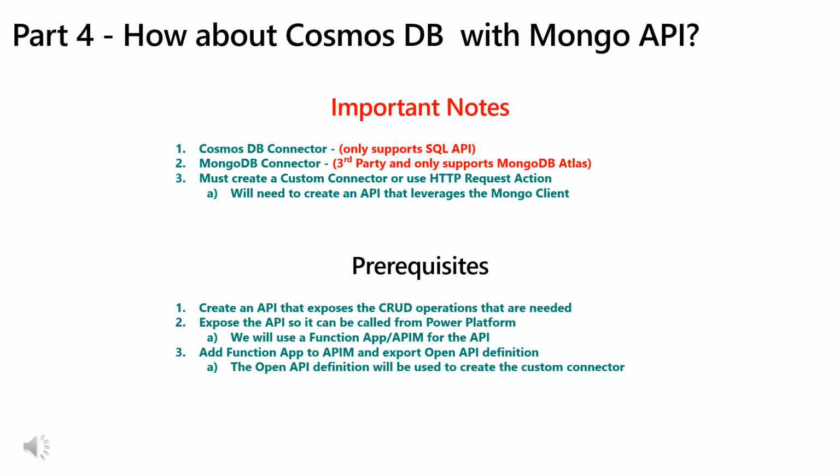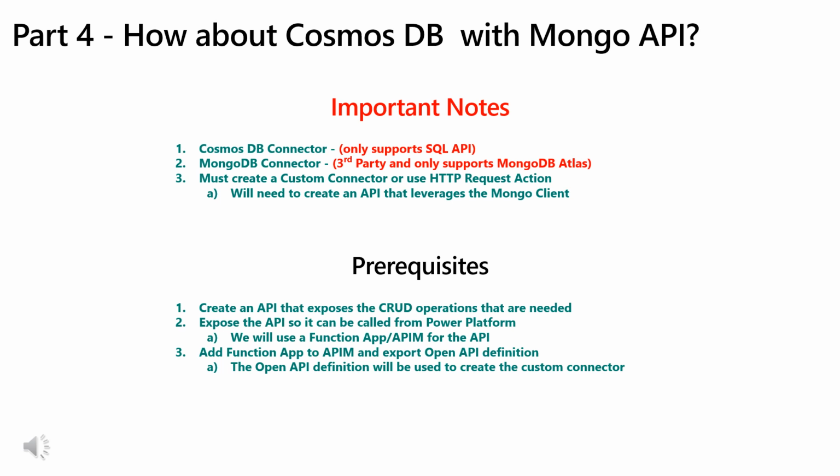First and foremost, the CosmosDB Connector, which is a premium connector, it only supports using CosmosDB with SQL API. Also, the third-party MongoDB connector, it only supports using the managed version of MongoDB, which is Atlas. So you can't use it if you're planning on using the Mongo API with CosmosDB. So what does this mean?